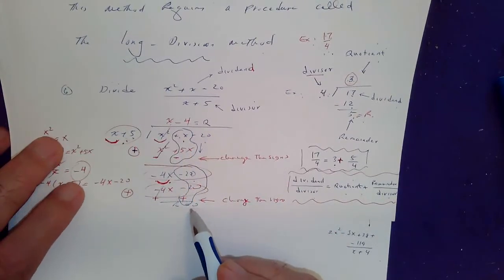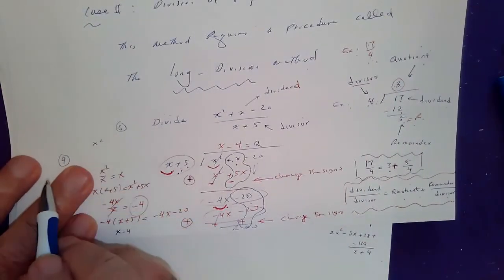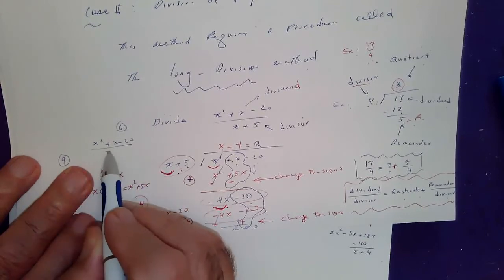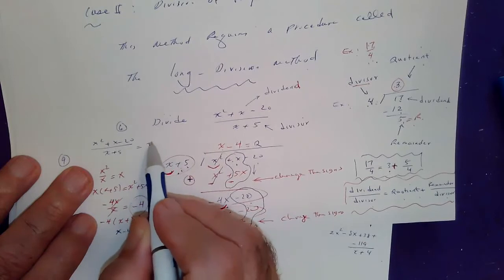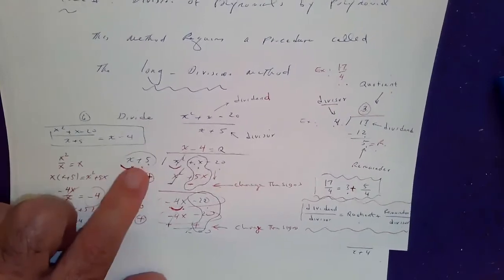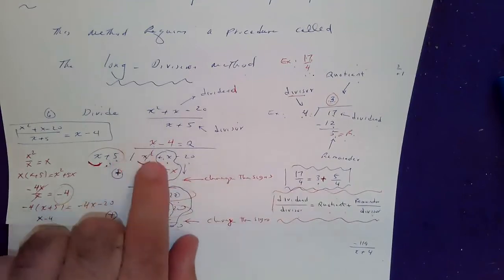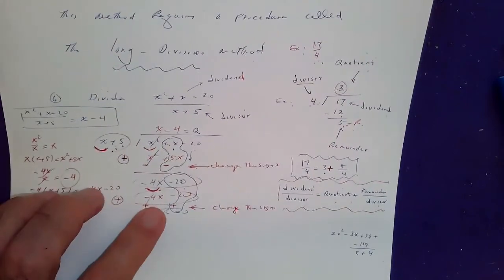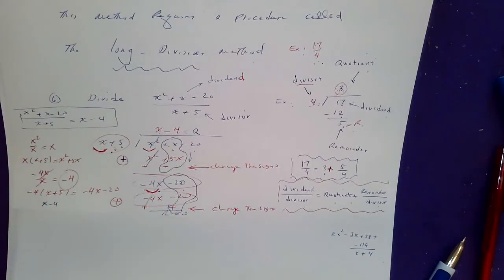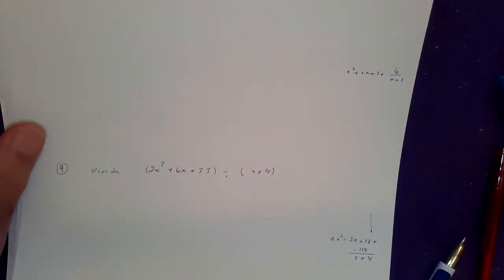This is the remainder. So what you could do is write the answer as x squared plus x minus 20 over x plus 5 equals x minus 4, and there is no remainder. Had I had a remainder, then I would write that as the quotient plus the remainder over the divisor. But in this case, I got lucky. The remainder came up to 0. Okay?